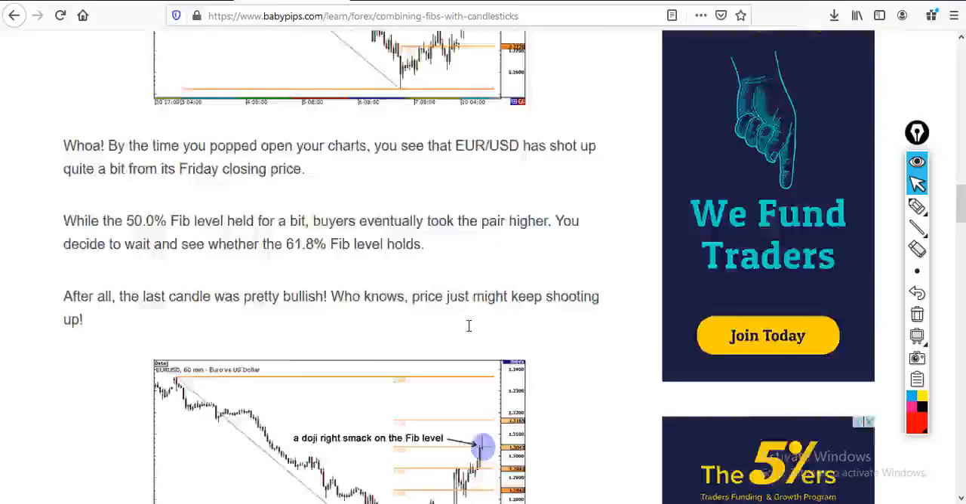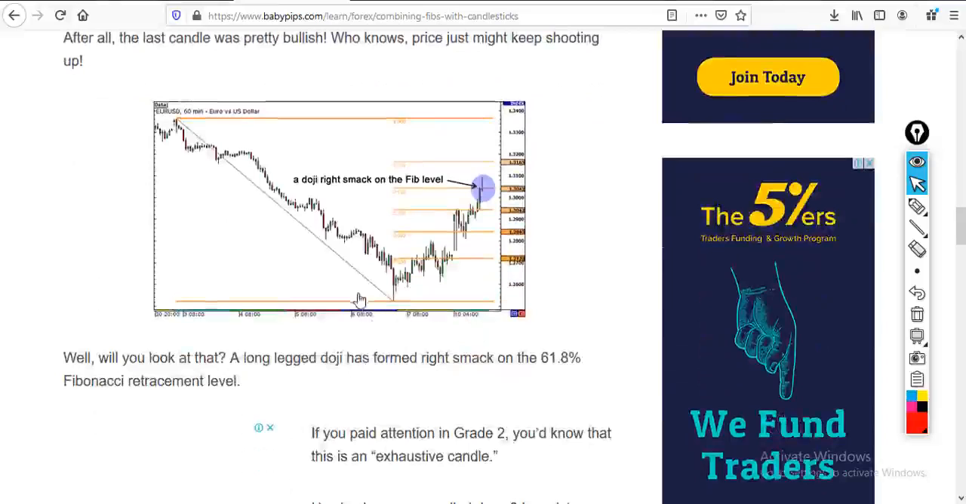So you're waiting to see what happens next, and all of a sudden, after that big bullish candle, the next candle that came up was a doji right here, still on the 0.618 level, and you're still watching. But what did we learn earlier on? When we see a doji form like this, what is this candle telling us?